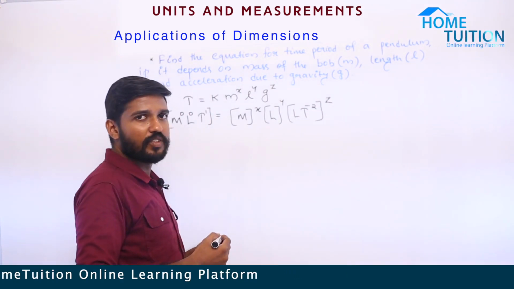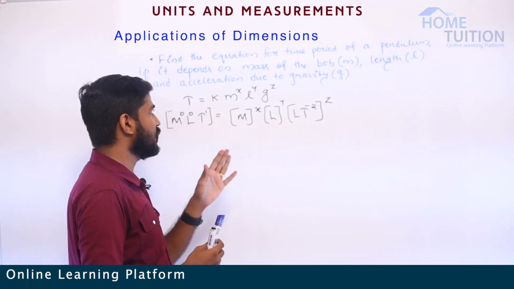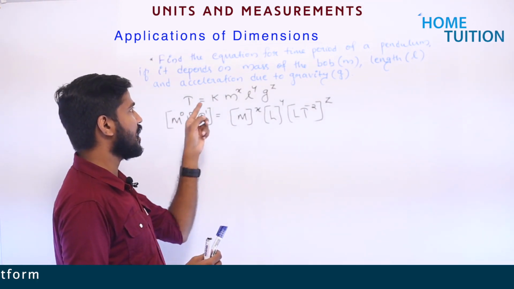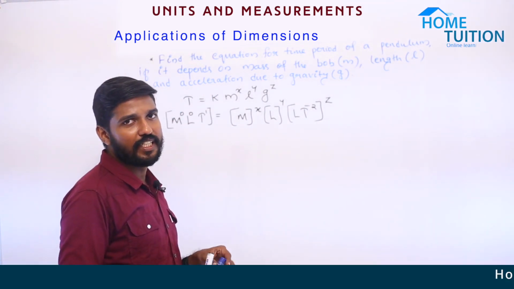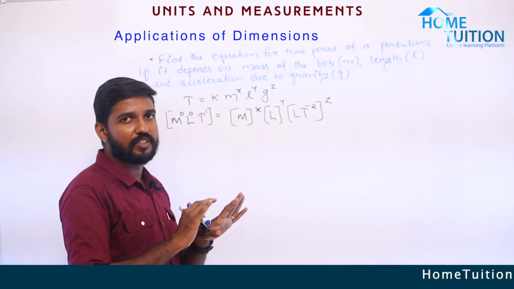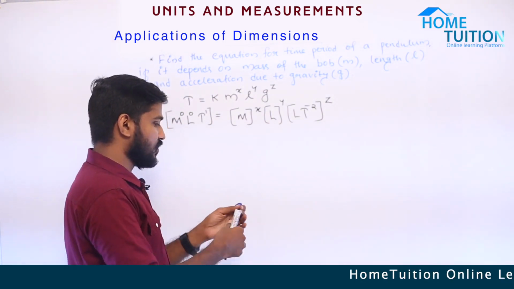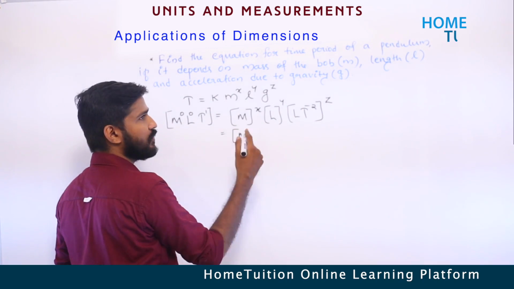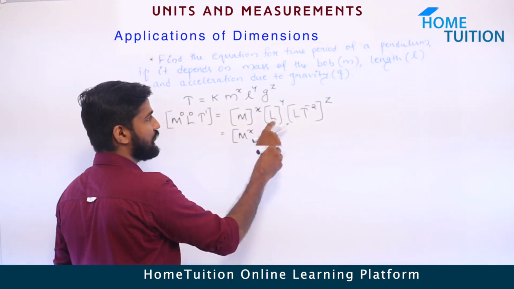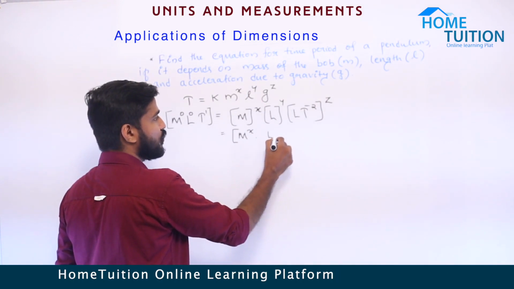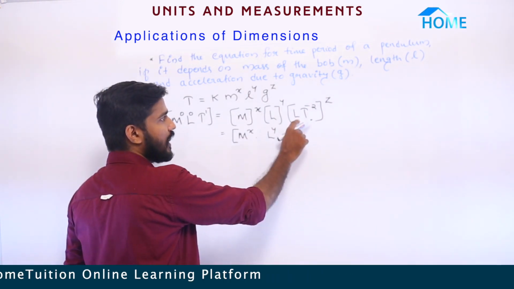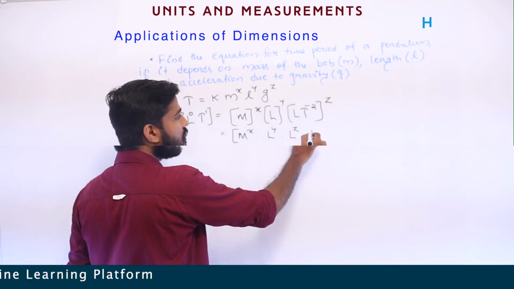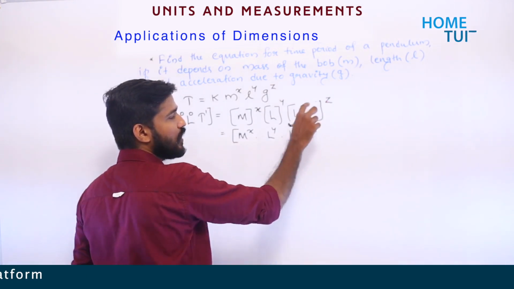Okay, fine. So the first step is writing the equation like the quantity equal to the quantities upon which the physical quantity depends, that is k, m raised to x, l raised to y, g raised to z. The next step is writing the dimensions of all quantities. Then this is equal to M raised to x, into L raised to y, into L raised to z, and this will be T raised to minus 2 into z, right.